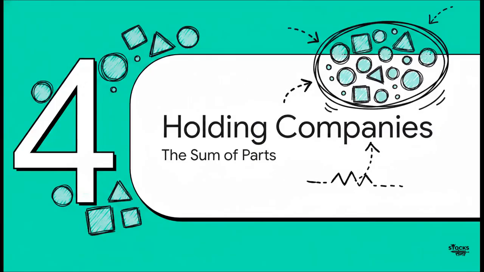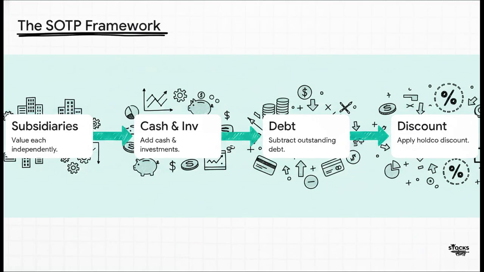All right, Section 4, holding companies, the sum of parts. Let's tackle our next special situation. Holding companies are all about the sum of the parts and uncovering why the whole is surprisingly worth less than the individual pieces. Their primary asset is just owning stakes in other businesses, but they notoriously trade well below their apparent aggregate value. To crack this, we meticulously run the SOTP, or sum of the parts framework.